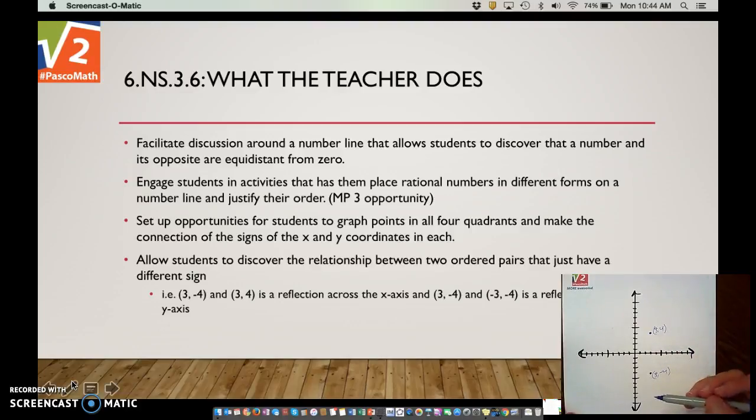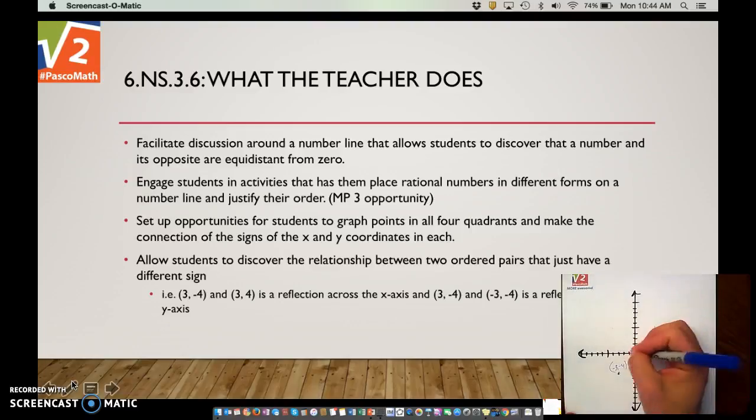Or we could have (3, -4) and (-3, -4), 1, 2, 3, 4. And then here we have a reflection across the y-axis. And so that's something called out in the standards, and they have to realize that points that just differ by sign are reflections across axes.